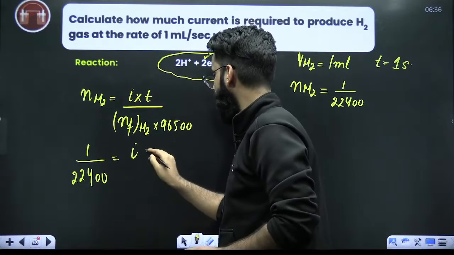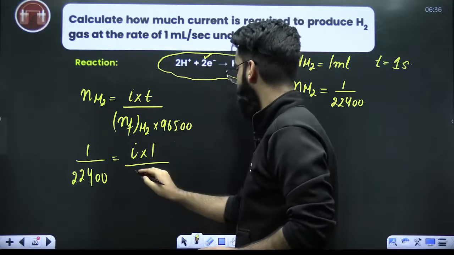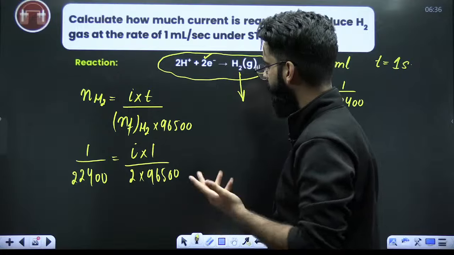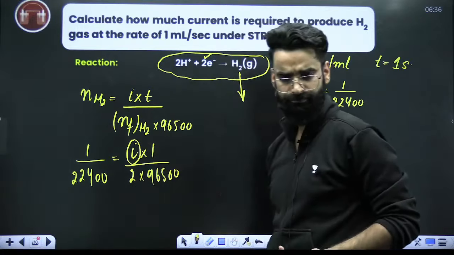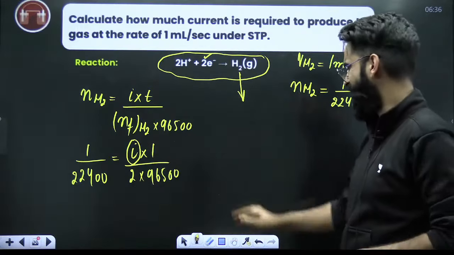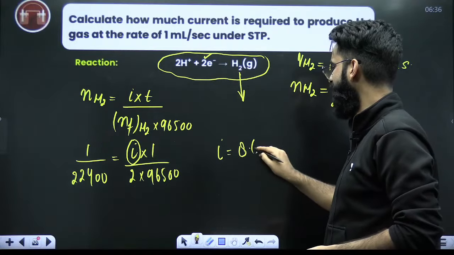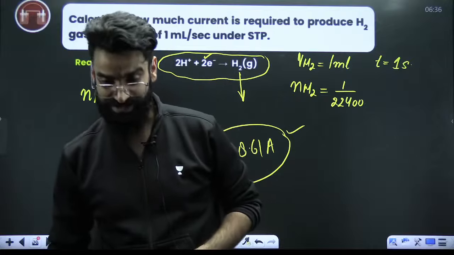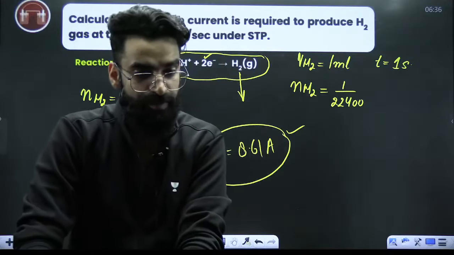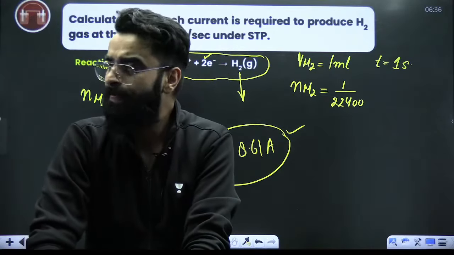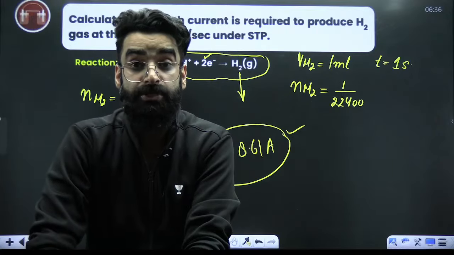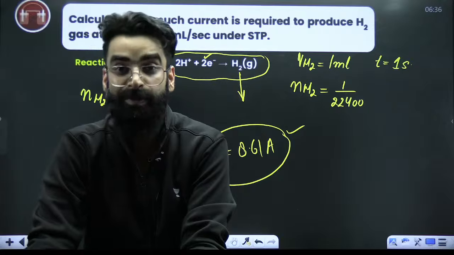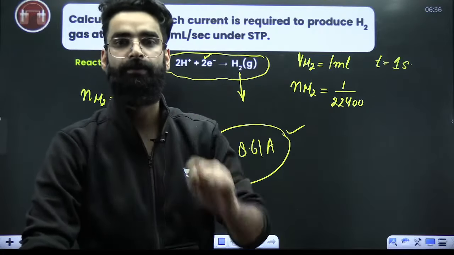Equal to current, which we have to calculate, times time, 1 second, divided by n factor of H2, that is 2, multiplied by 96500. One equation, one unknown. Can't you get the I value from here? As far as I remember, the value of I will come out to be 8.61 amperes. What is meant by this 8.61 amperes? It means that 8.61 amperes should pass into the solution. Then only 1 ml of H2 gas will be produced in 1 second at cathode.